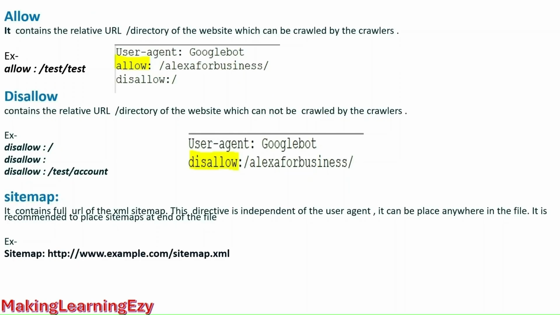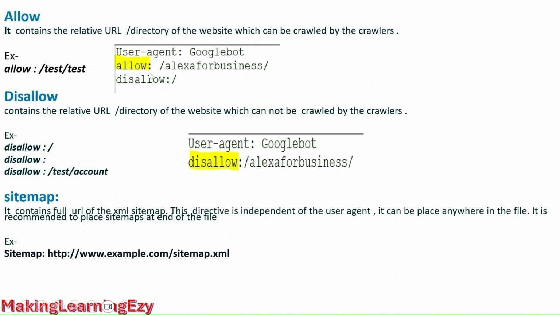Next is the allow directive. It contains the relative URL or directory of the website which can be crawled by the crawlers. So in the allow directive, we mention the relative path only, not the absolute path. In the example, you can see how you need to mention the path. The crawler will append this path to the domain name to get the complete URL. Suppose your domain name is example.com. So the complete URL would be example.com/test/test.